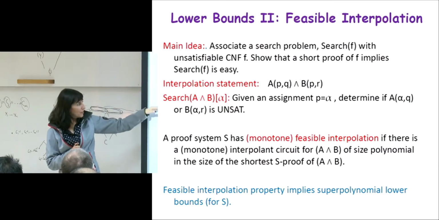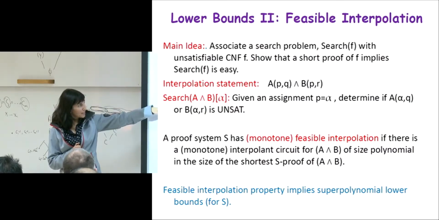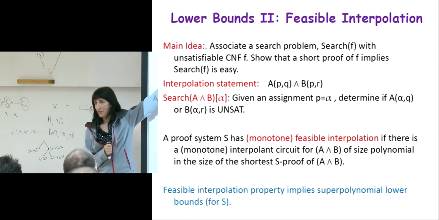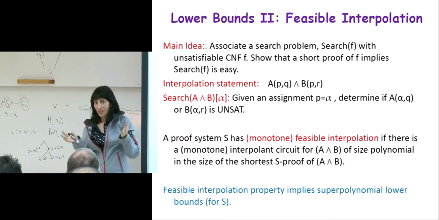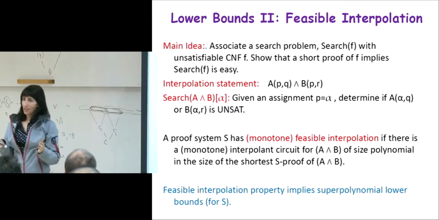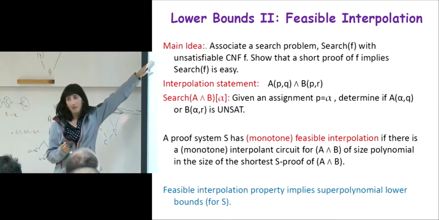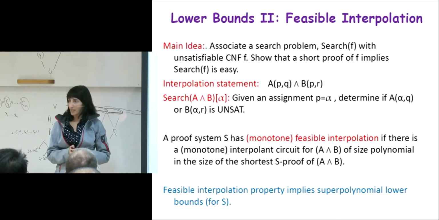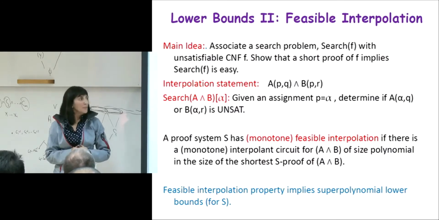Okay, so if you're in a proof system S, and any time it has a proof of a statement of that form, you can extract from the proof a small circuit that solves this problem, then the proof system is kind of weak. It has feasible interpolation.